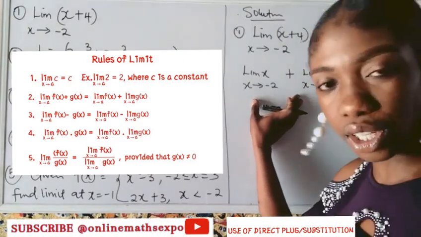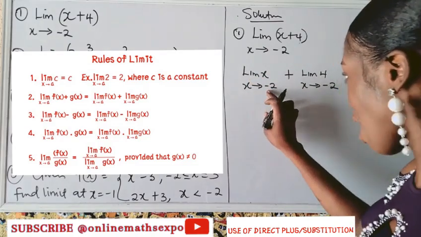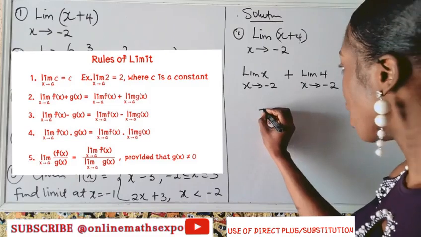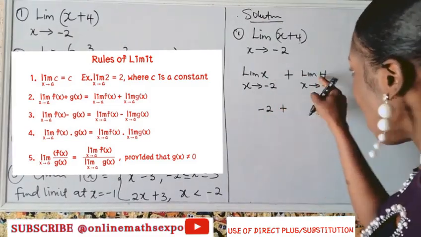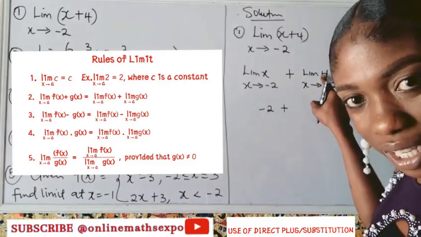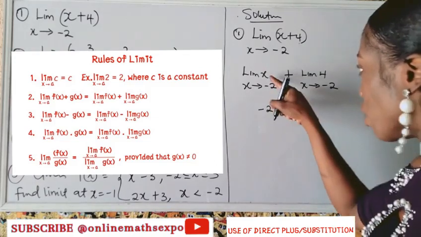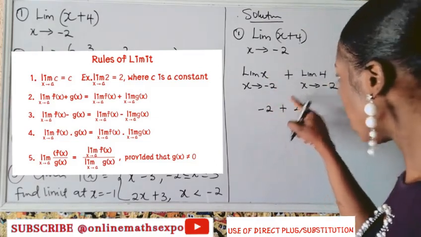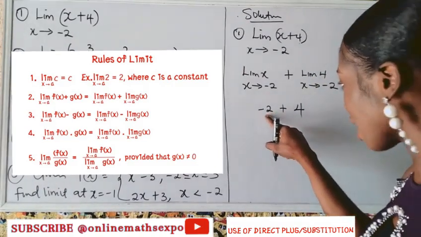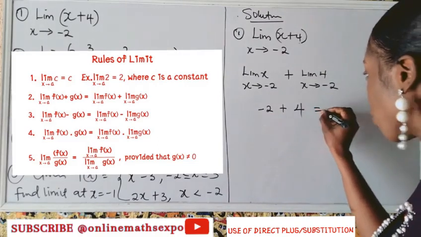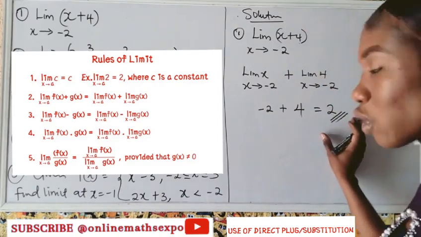Then at this point, you do your direct plug. Remember our x is approaching negative 2, so we substitute negative 2 for x. Then plus the limit of a constant, which is always that constant, so we are going to have 4. I hope it's clear. Replace your x with negative 2, then the limit of a constant is always the constant. So what we have is negative 2 plus 4, which will give us 2 as an answer. So the limit of this is equal to 2.